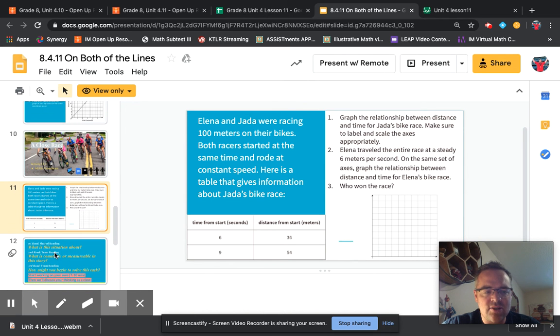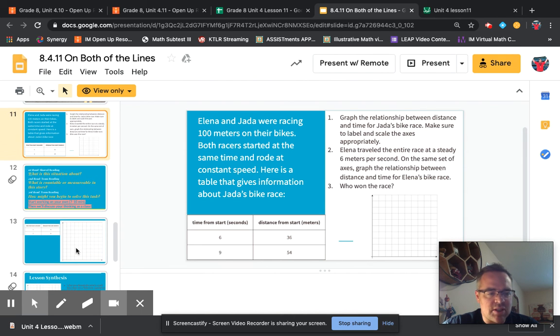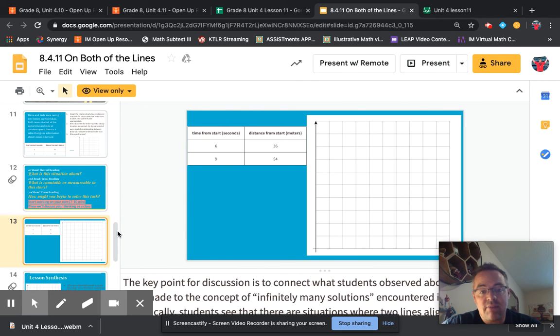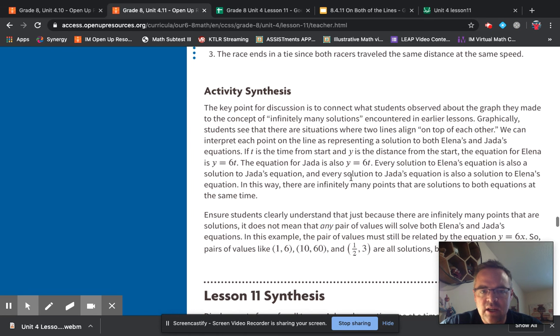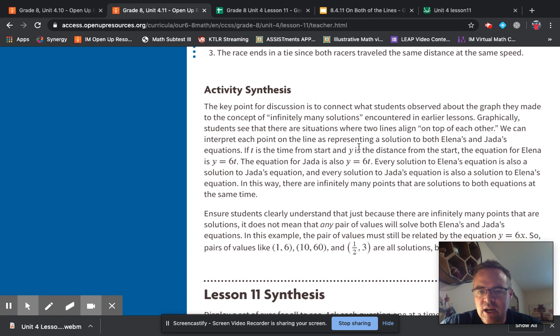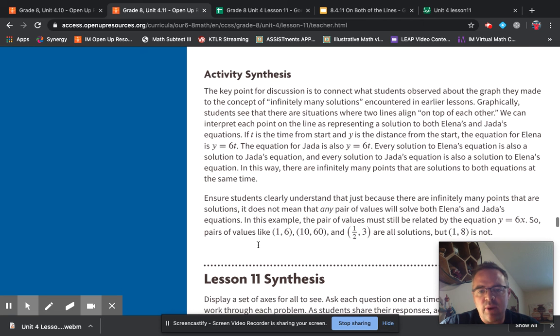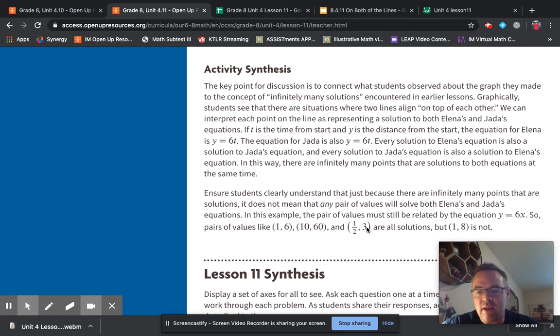Then students kind of figure out, oh, well, they're the same. So it's the same graph, which is the main point of that activity. So as you can see, the goal is that they can see that that's infinitely many solutions. If we go back to the lesson plan, we can see when we're synthesizing that they're both y equals 6x, or y equals 6t, but they have infinite solutions, and they have to be solutions to that equation of y equals 6x.